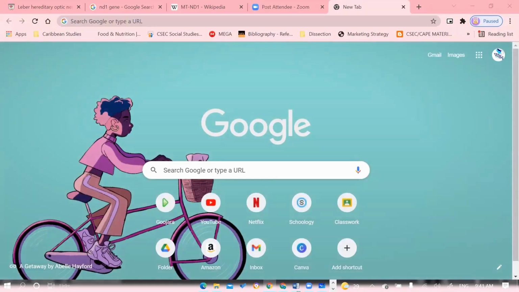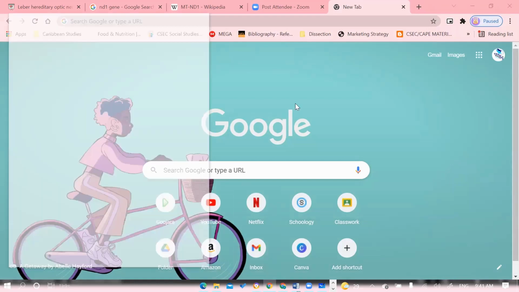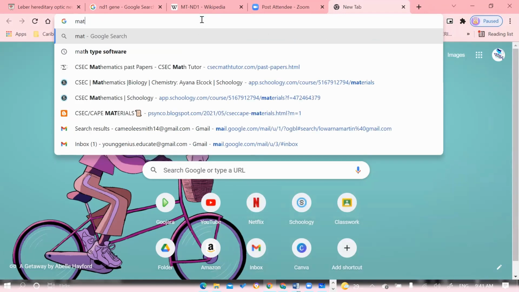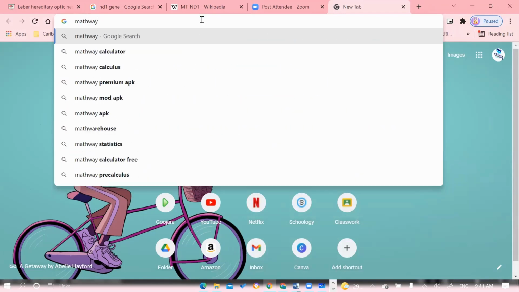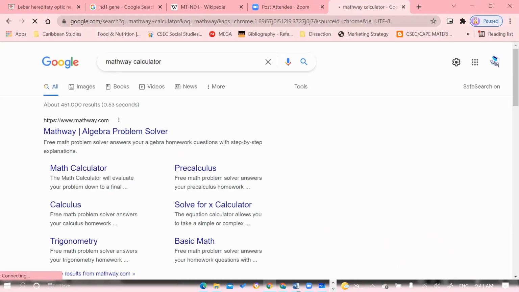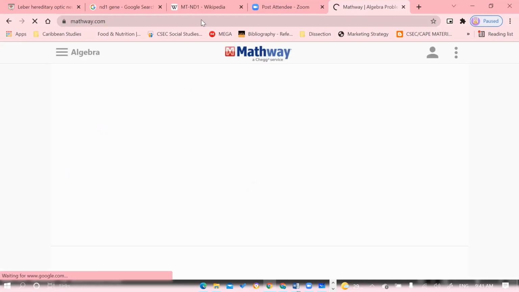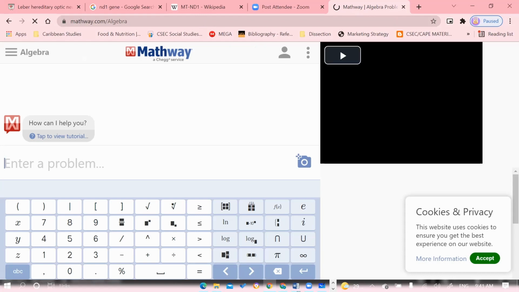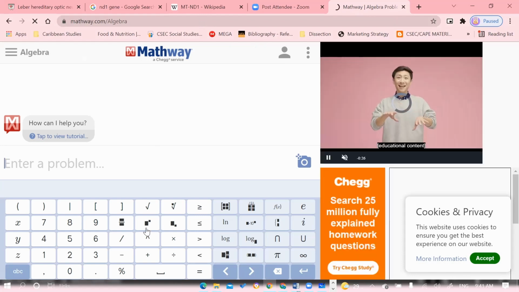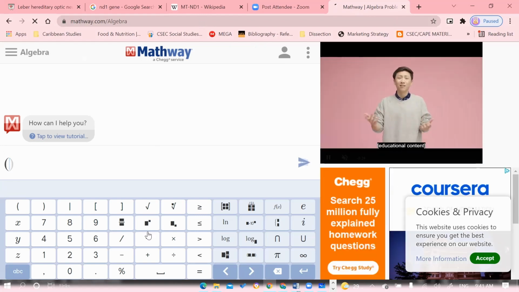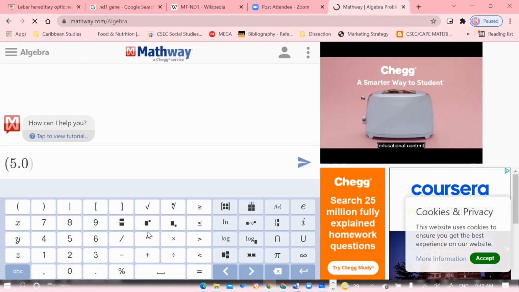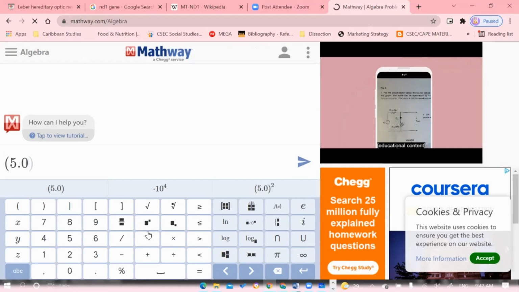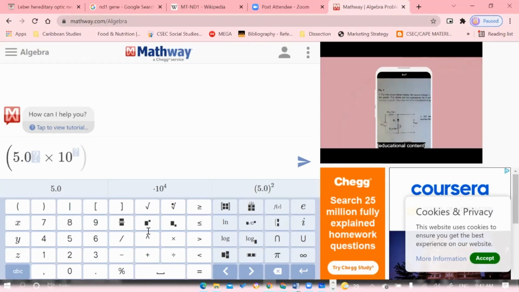Use Mathway. What? Mathway. Yeah, that's what I said first. Okay. All right. There you go. All right. 5.0. Wait. Times 10, right?